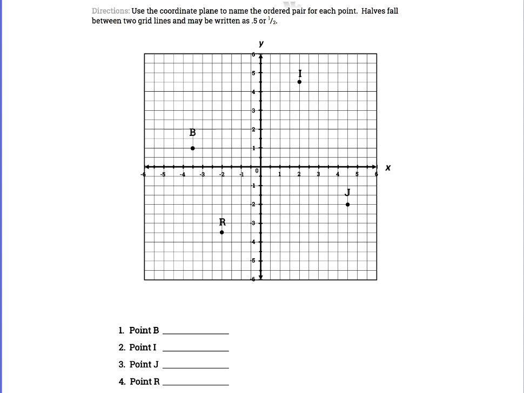Okay, you should all have your papers now, and you have the side of the paper that shows points B, I, J, and R. The directions say use the coordinate plane to name the ordered pair for each point. Halves fall between two grid lines and may be written as 5/10 or 1/2. So I have point B. I'm going to read where that is on the x-axis. Here's -3, here's -4. This is on -3 5/10.